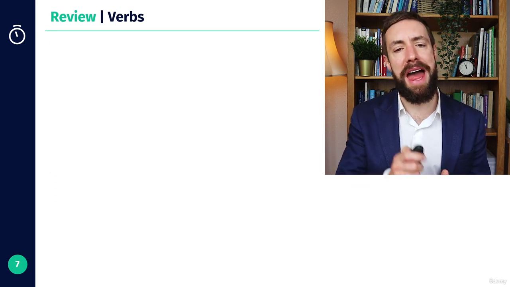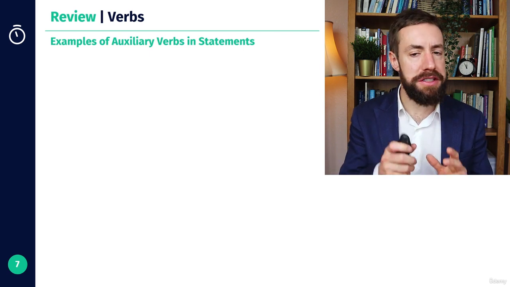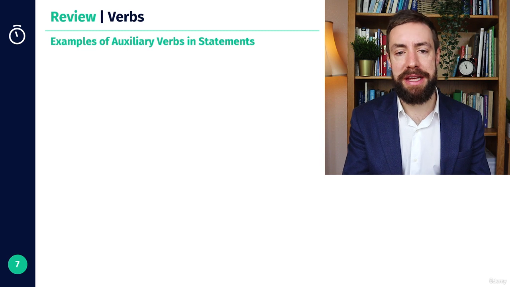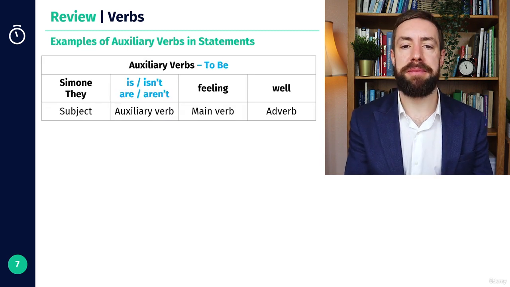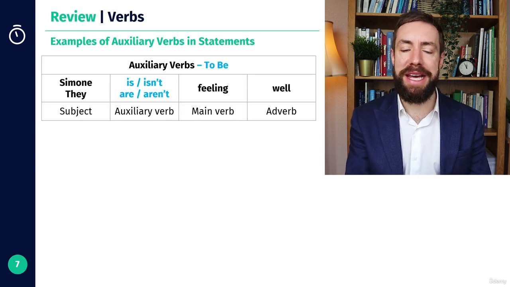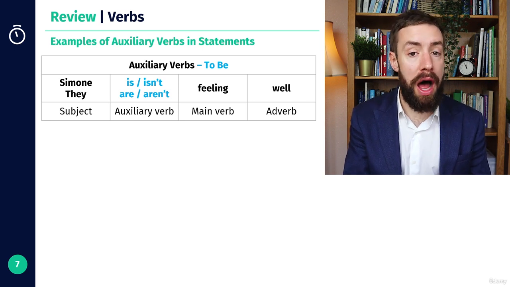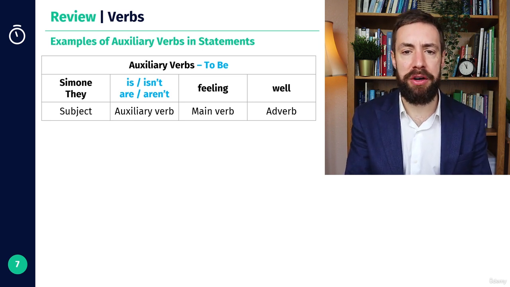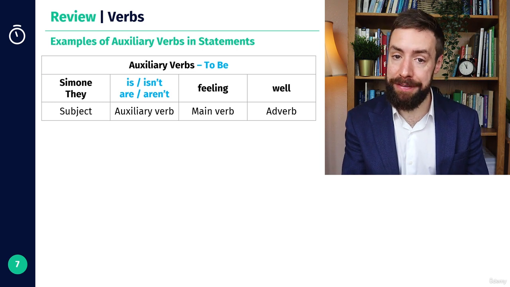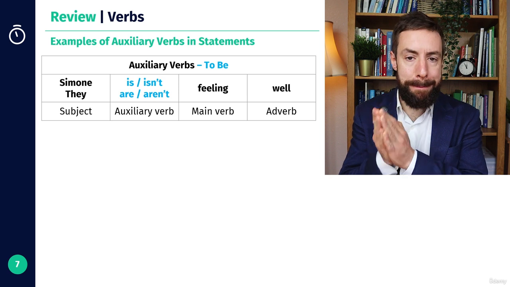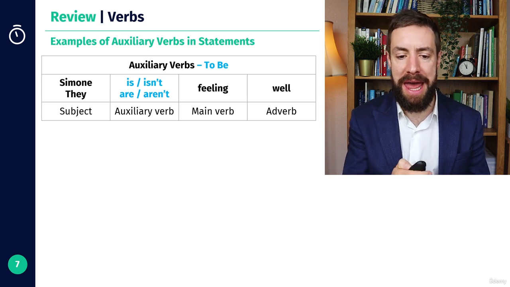Now let's take a look at some auxiliary verbs, first of all in statements. So when we're saying that something is true. So the first one, Simone is or isn't feeling well, or they are or aren't feeling well. And we can see the auxiliary verb goes there after the subject. So it's subject first, auxiliary verb, main verb, and adverb at the end.